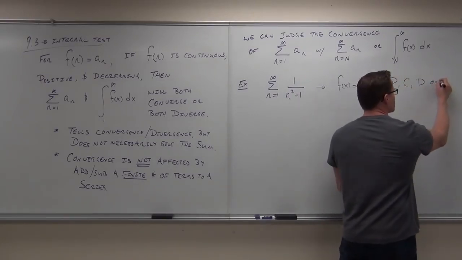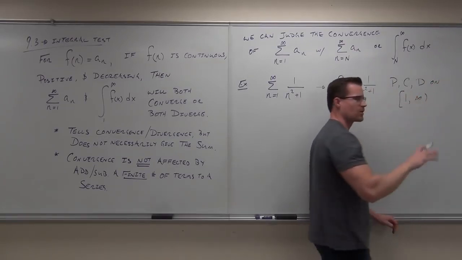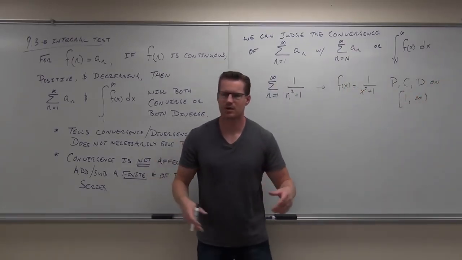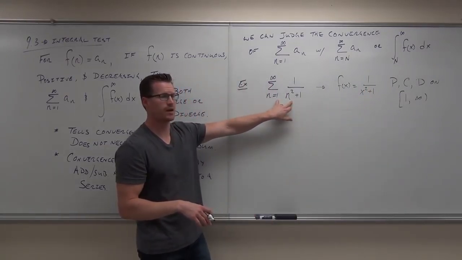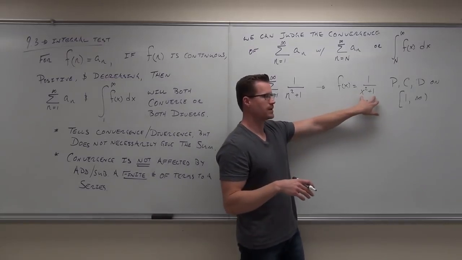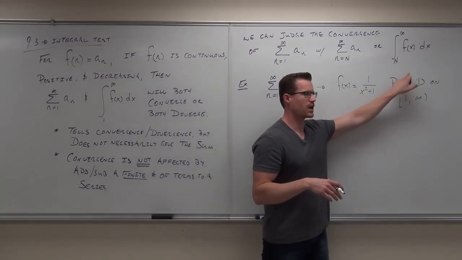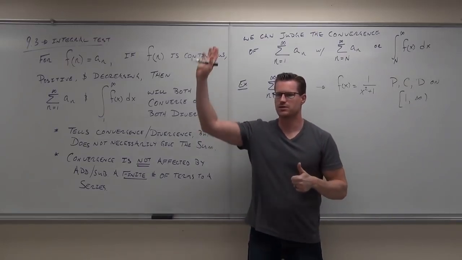Now we're going to state this on the interval 1 to infinity because we don't care about anything else. We don't care about anything else because what we're trying to do is model this function on this series. This series starts at, hey, where's the series start at? So as long as this function is positive, continuous, and decreasing on 1 to infinity, we are good to go. Show of hands if you understand that concept.